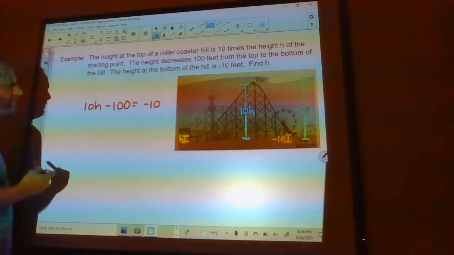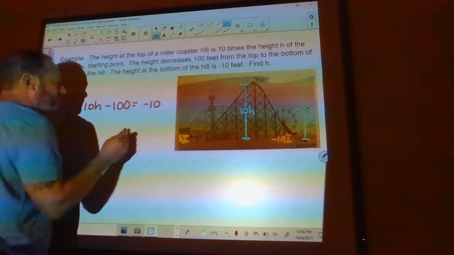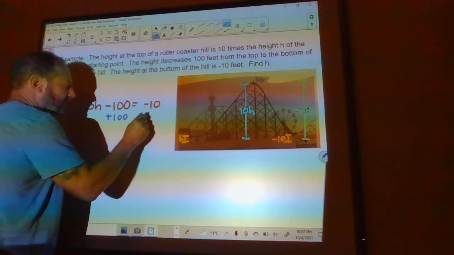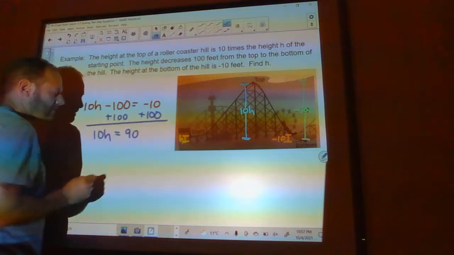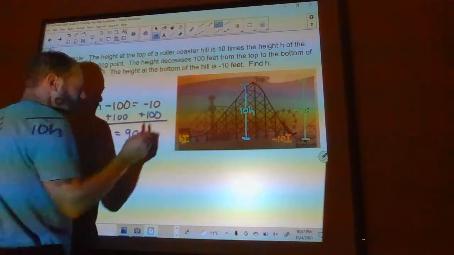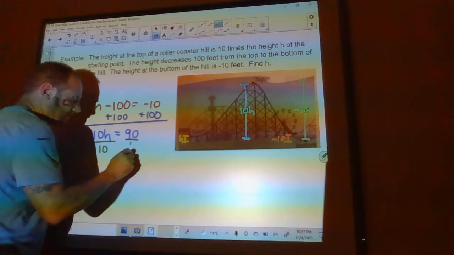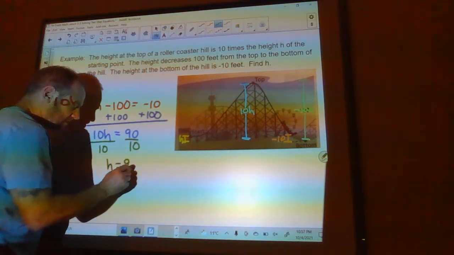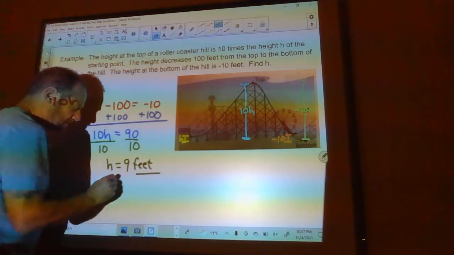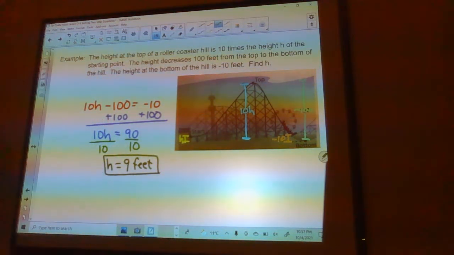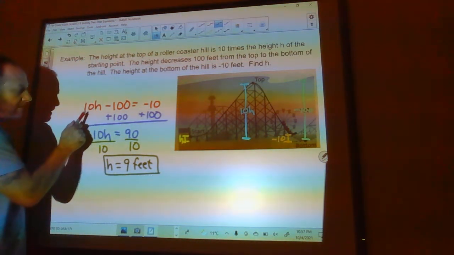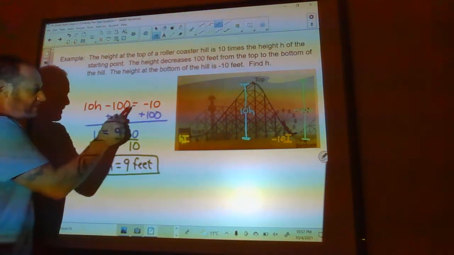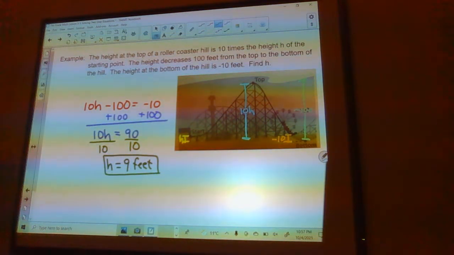Okay, so here's our problem. We're going to go ahead and solve that. We're going to add 100 to both sides. So 10h equals 90. Then our second step is going to be to divide by 10, and h is going to be 9 feet. Okay, so if we take this and we plug it into this problem, we get 10 times 9 is 90, minus 100 is negative 10. So there you go.